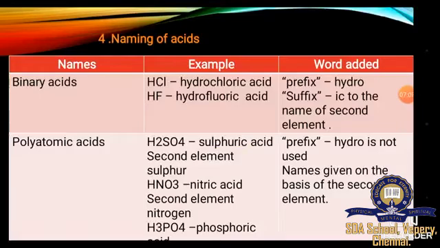Another example is HNO3. Here the second element is nitrogen, so it is named nitric acid. Another example is H3PO4. Here the second element is phosphorus, so it is named phosphoric acid.